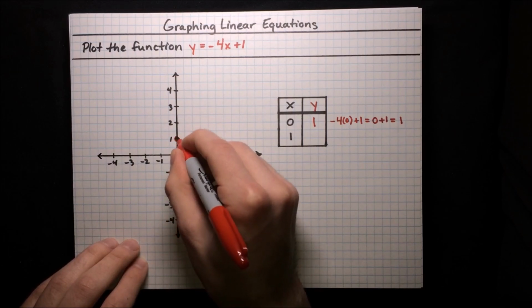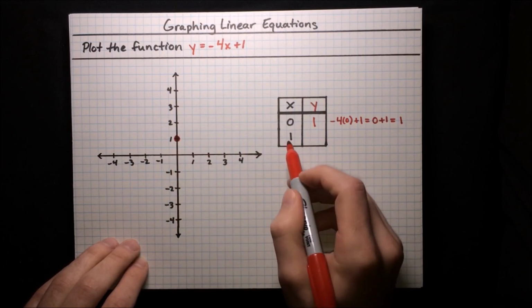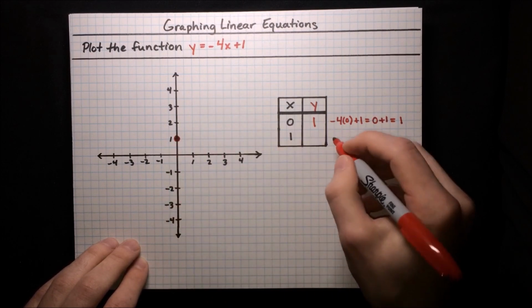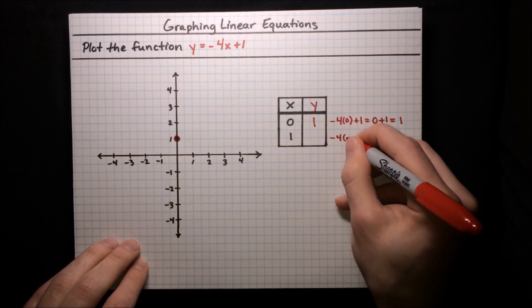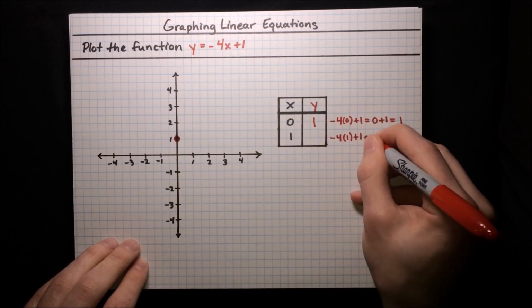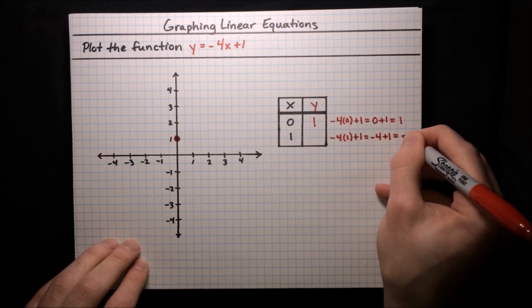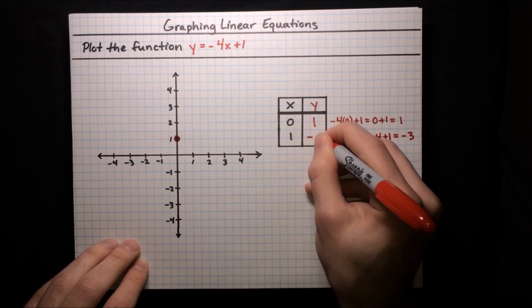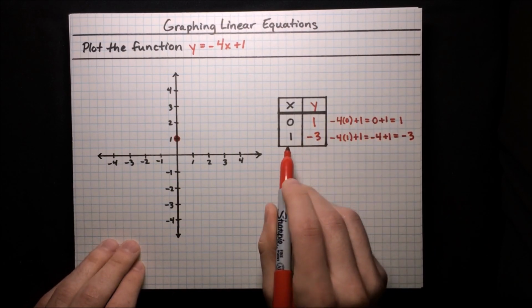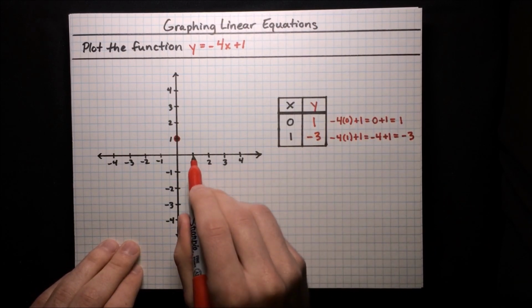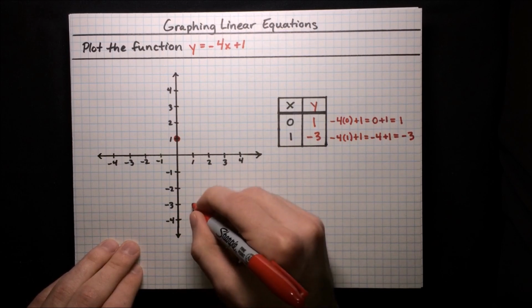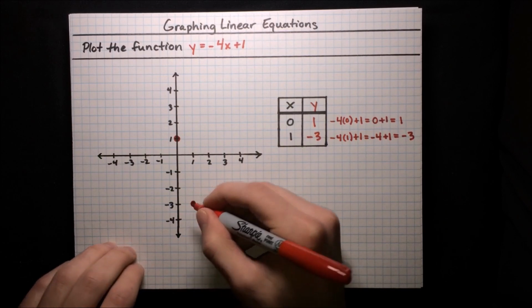So the point 0, 1, we'll put that on our graph. That's right over here. And then x is 1, we'll plug that in here. So that's -4 times 1, then plus 1, which is -4 plus 1, which comes out to -3. So that's the y value in the second point. The second point is just 1, -3. So that's 1, -3. We'll plot that right over here.